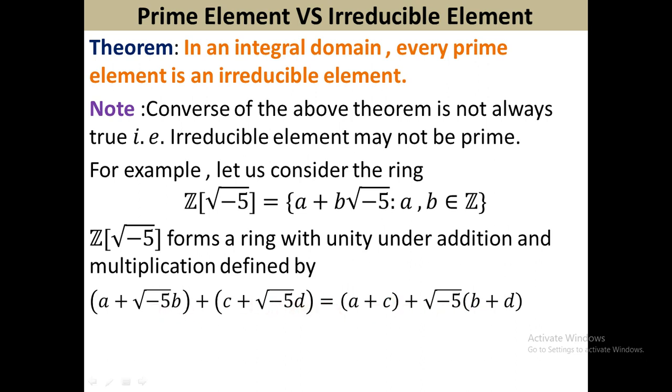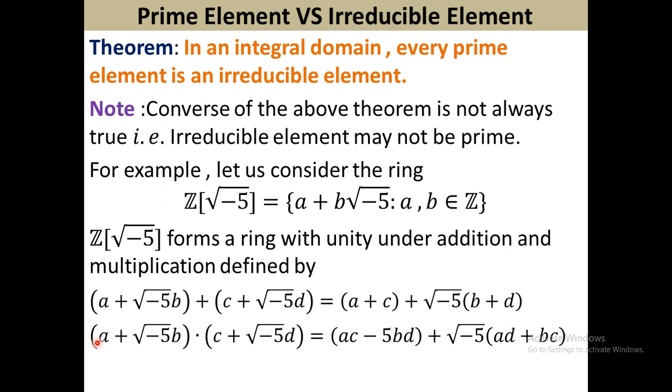This is the same as complex number addition, and multiplication is defined in such a way that the product gives ac plus (square root of minus 5) whole squared times bd. The square root of minus 5 whole squared is minus 5, because square root of minus 5 means square root of 5 times i, so square root of 5 i times square root of 5 i means 5 i squared, that is minus 5. Okay.